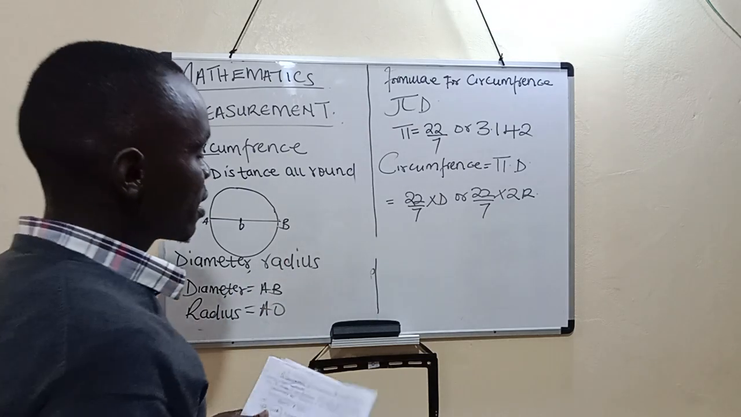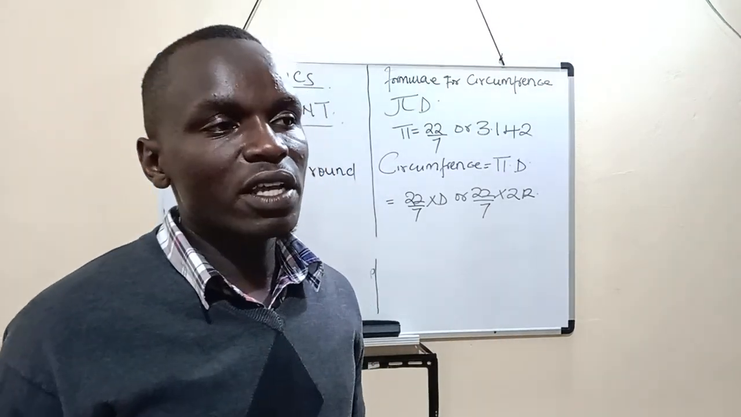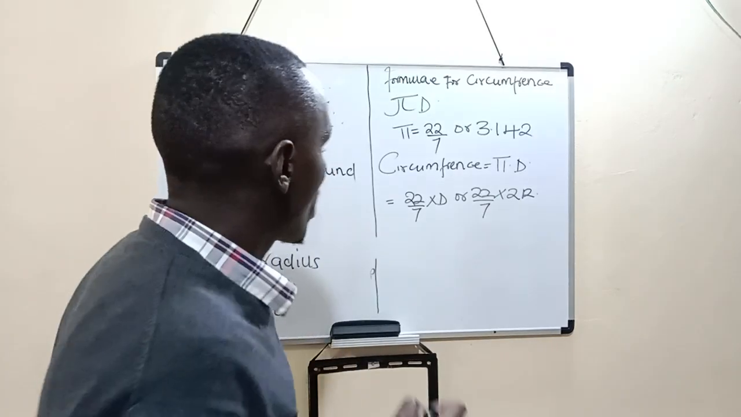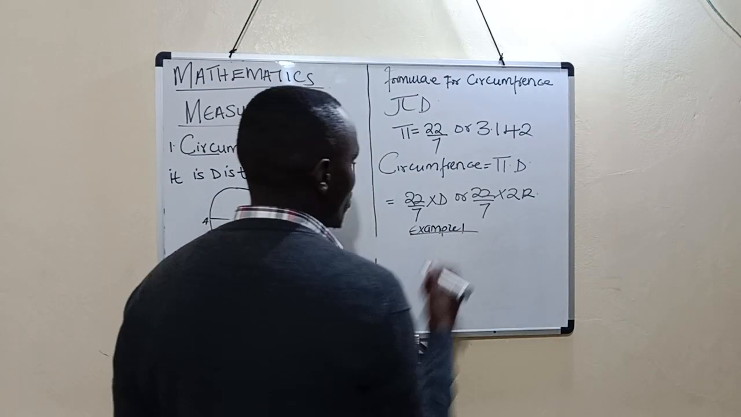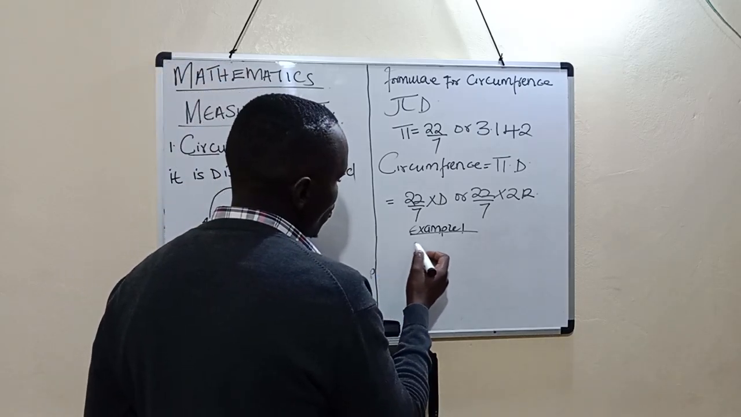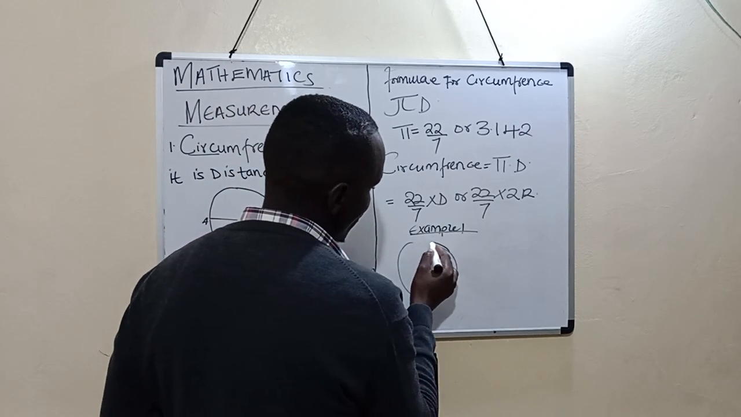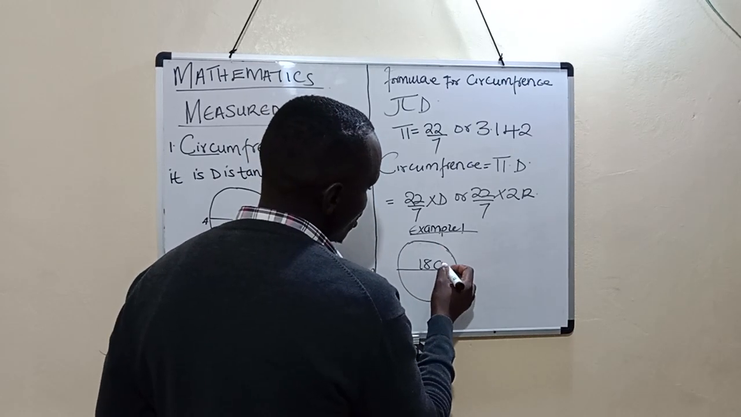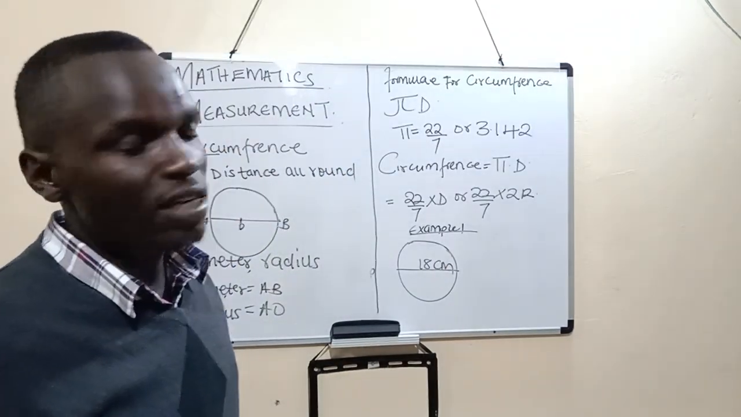R stands for the radius. Now let us talk about an example of circumference. Example 1: we have a circle here that has a diameter of 18 centimeters.